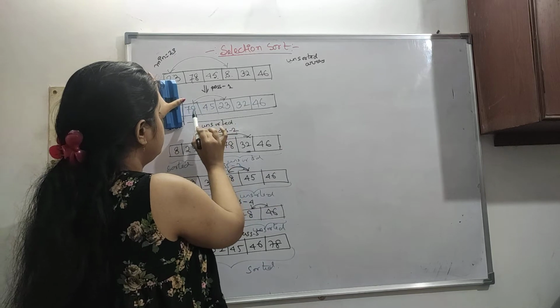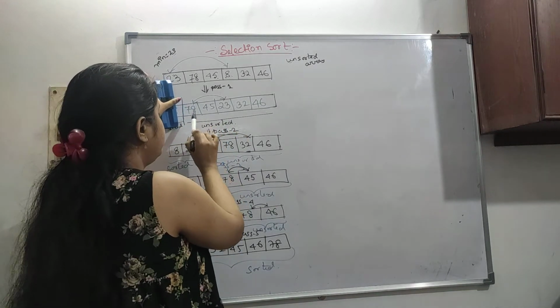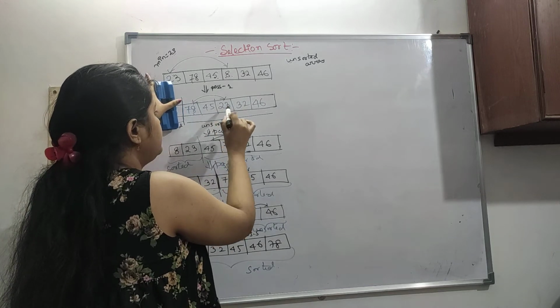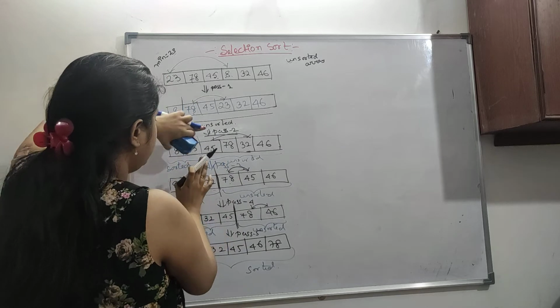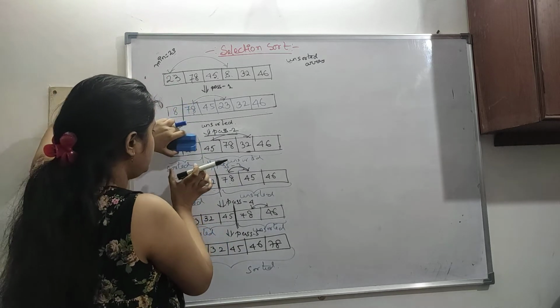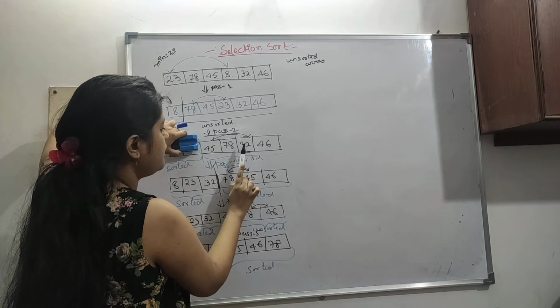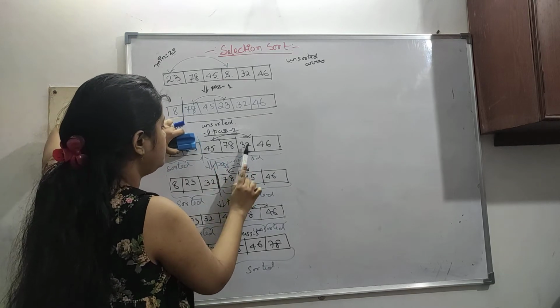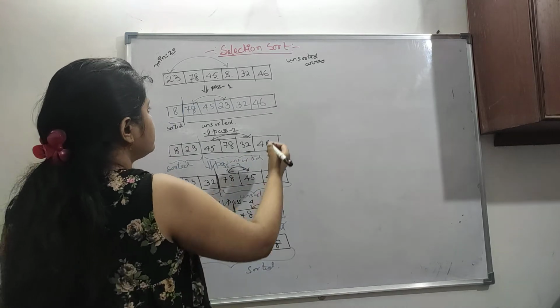Then again we have to check which one is actually our minimum element. We have taken 78 as a minimum element. Now which one is our minimum element? 23 and 78 are swapped like this. Here 8 and 23 are sorted. After that we have to find out which one is our minimum element. So 32, and 32 and 45 are swapped. Like this it is going, total number of passes are 5.